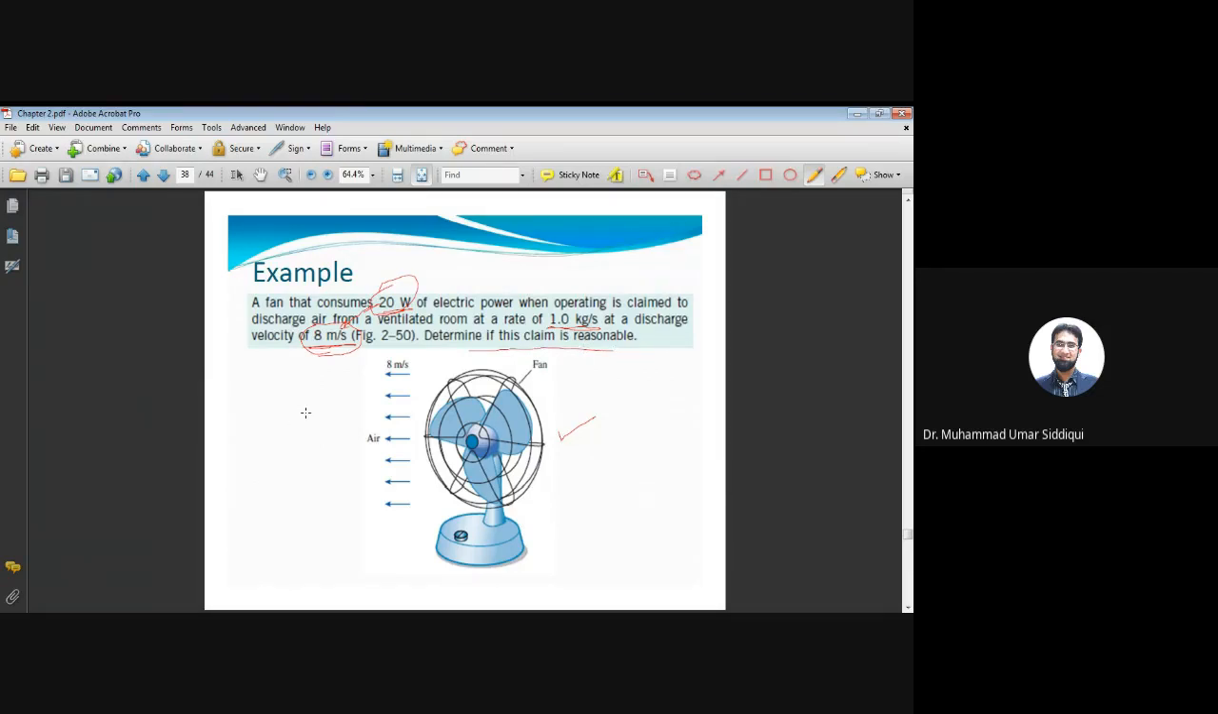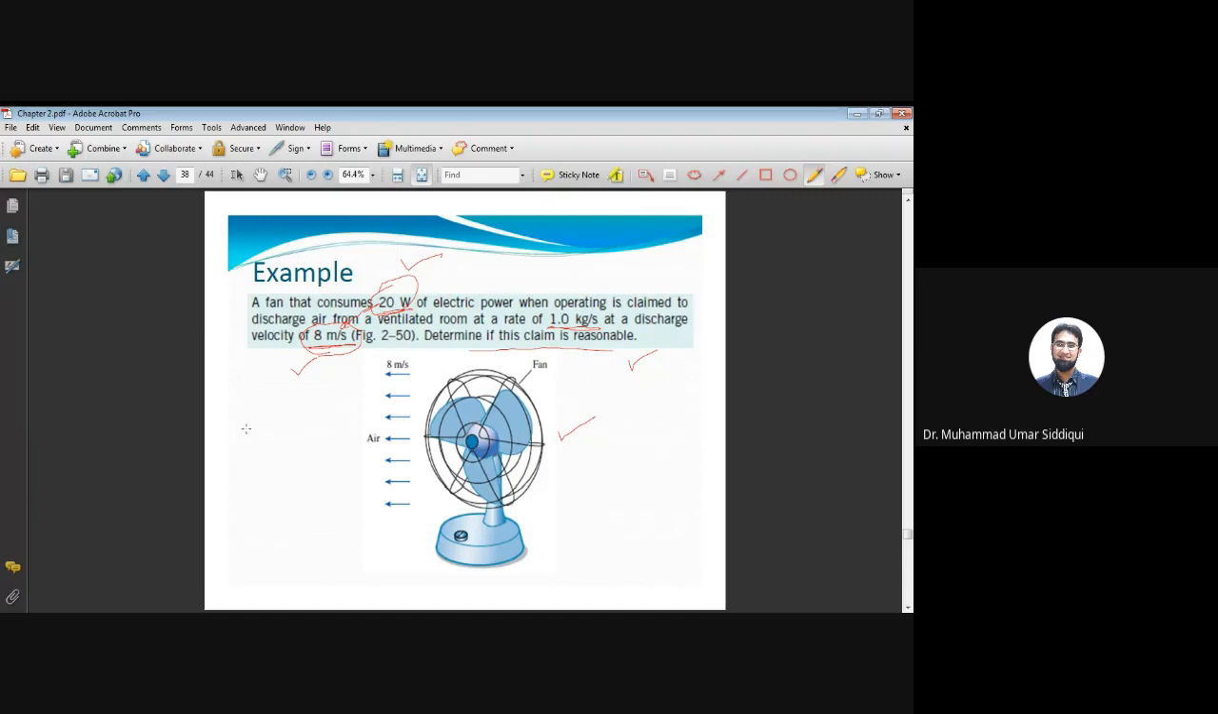Before moving towards the solution, the first step is always to understand the question. We as engineers right now need to find out if the manufacturer's claim is correct or not. He's claiming that this fan is going to consume 20 watts and is going to produce discharge air at a velocity of 8 meters per second. Can 20 watts produce an air discharge velocity of 8 meters per second? So before moving towards the solution, first of all, do you understand the problem statement? Yes, sir. Okay.